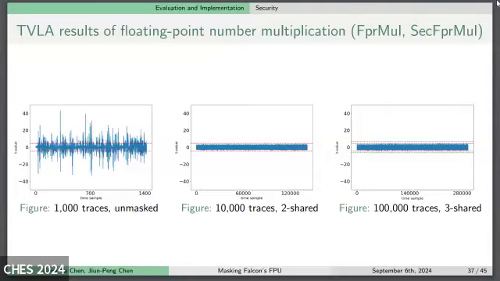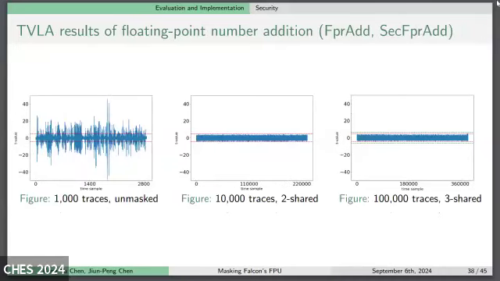And you can see for unprotected ones, almost every point exceeds the threshold. But in our 2-share design, all the points are within the 4.5 threshold in 10,000 traces. And for our 3-share design, almost all the points are within the 4.5 threshold, and every point is strictly within the altered threshold. And for floating point number addition, a similar situation happens.